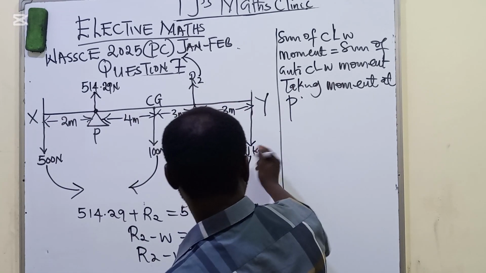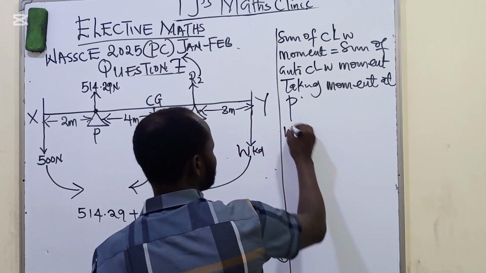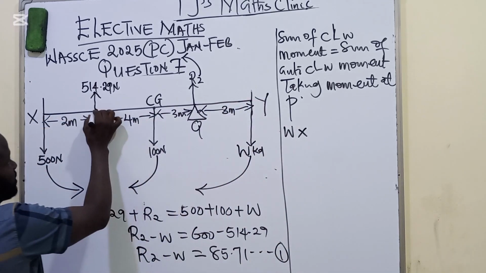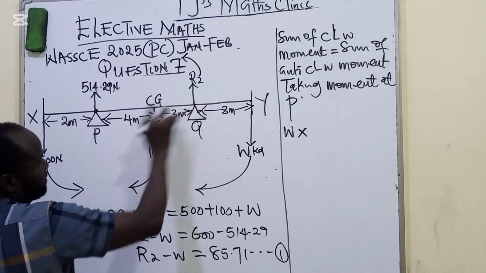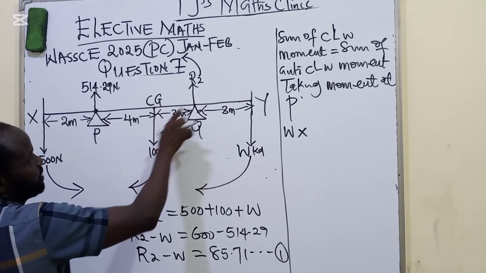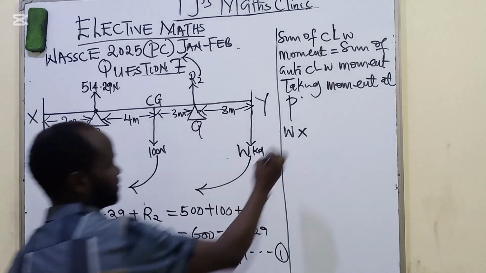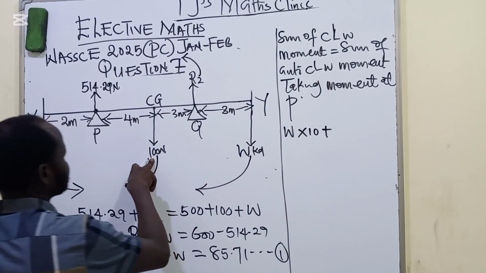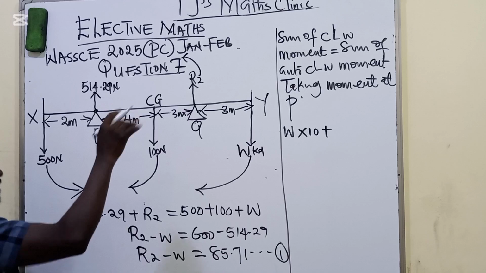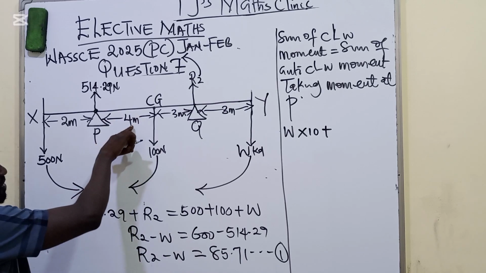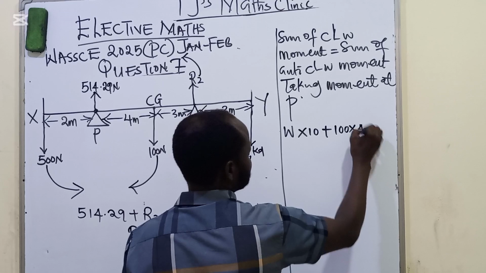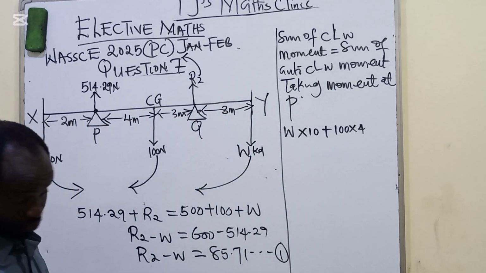Our clockwise moment now will be W times the perpendicular distance from where we are taking the moment. We have to sum all the distances here. That will be 4 plus 3 plus 3. Of course, that will be 10, plus 100 Newton, from the point of action or from where we are taking the moment, the perpendicular distance is 4. That will be 100 times 4. This will be the sum of clockwise moment.